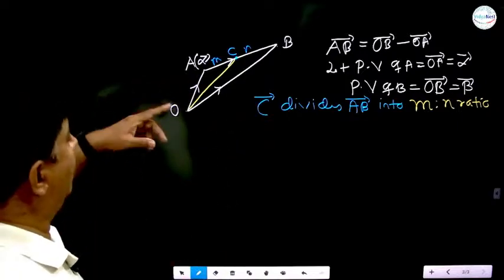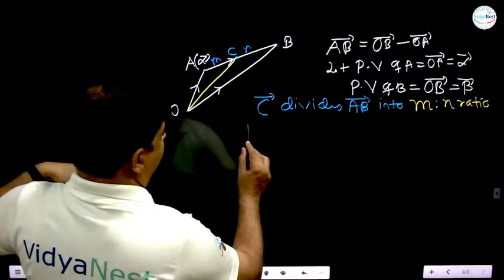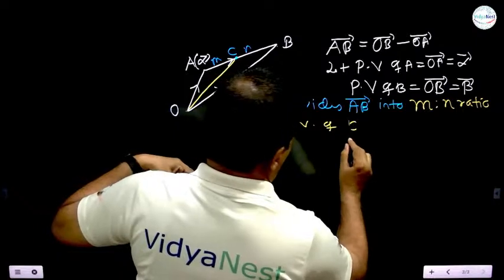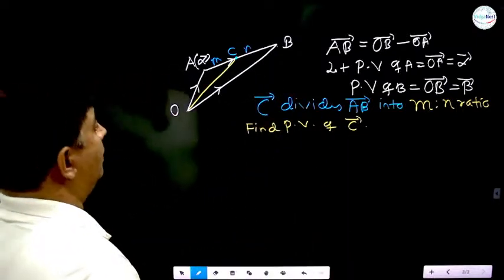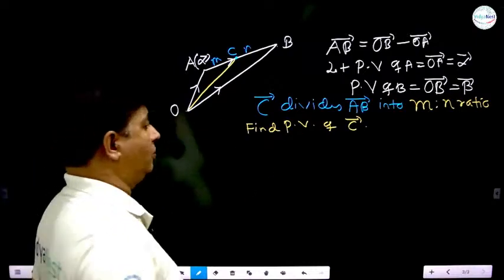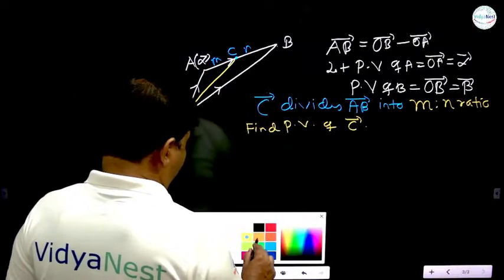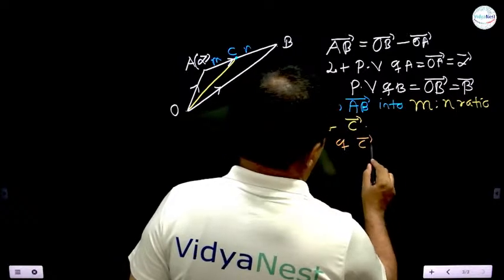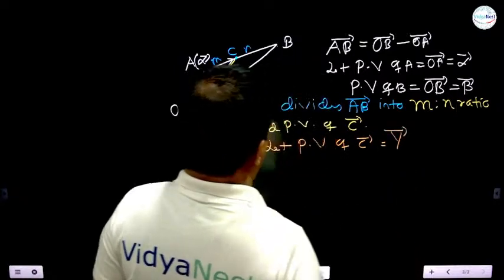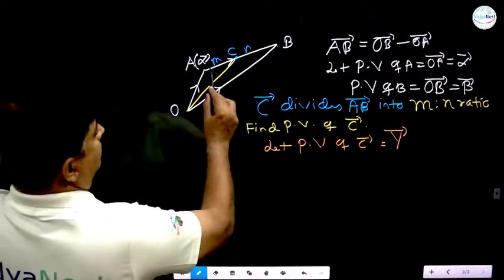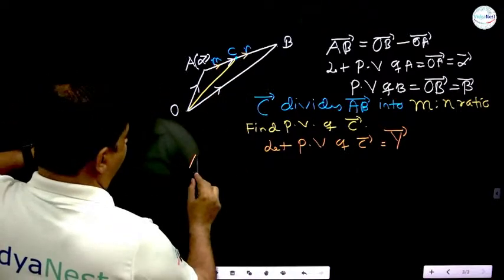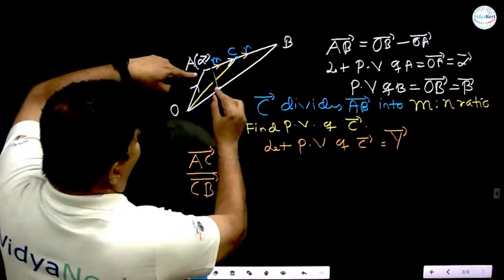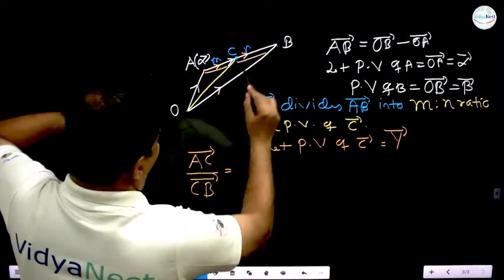Okay. Suppose you are told to find the position vector of C. Now, what is the position vector of C? We don't know. Let the position vector of C be gamma. Now, this figure depicts what? AC by CB clearly is visible. That part is M, that part is N. Yes or no?